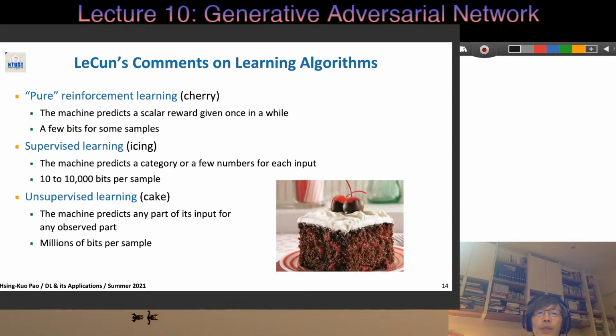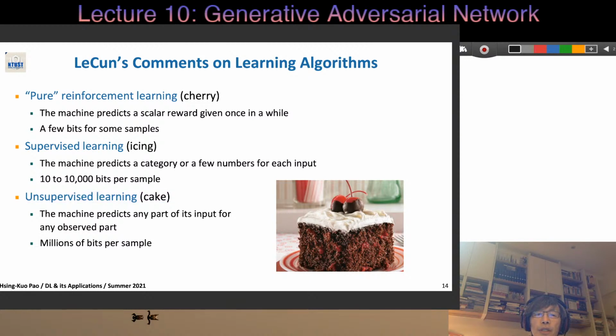And remember that we mentioned Yann LeCun's comments on learning algorithms. Between reinforcement learning, supervised learning, and unsupervised learning, he used a cake to illustrate the difference between different algorithms or problems. Supervised learning is like icing on the cake. When we eat cake, it's better to have some icing on it, but it's not that important compared to the cake itself. So what is the cake itself? That's unsupervised learning.